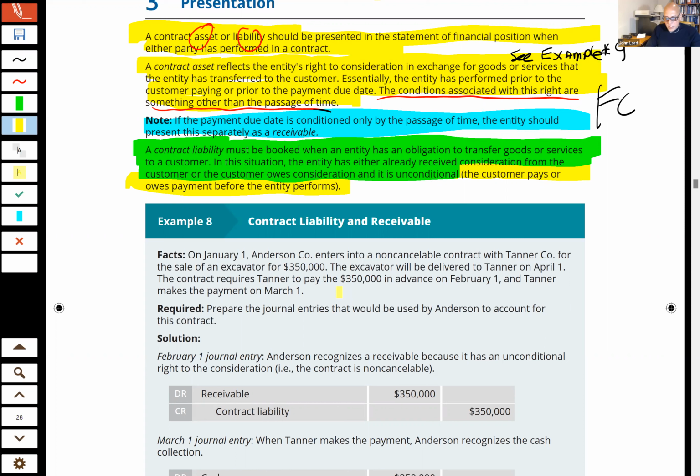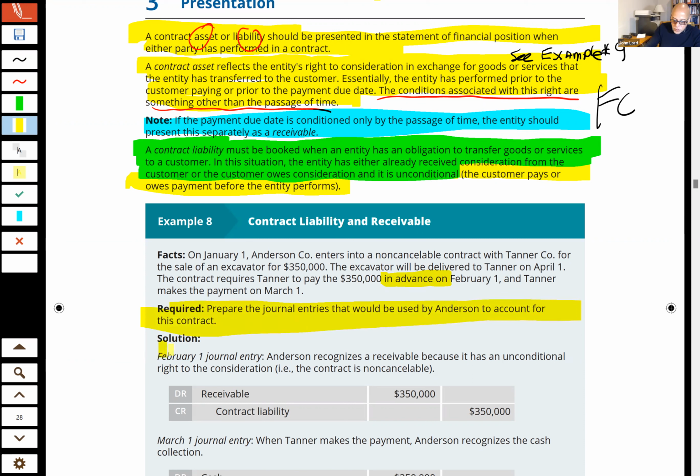Okay, but you come over and you look at this one, and it's a non-cancelable contract to sell an excavator for $350,000. The excavator will be delivered to Tanner on April 1st. The contract requires Tanner to pay $350,000 in advance. That's going to mean I'm going to have some unearned liability on February 1st, and Tanner makes the payment on March 1st. Okay, so let's take a look at this.